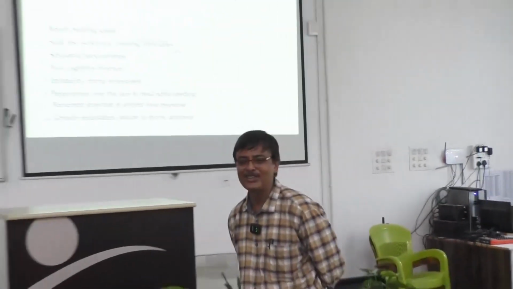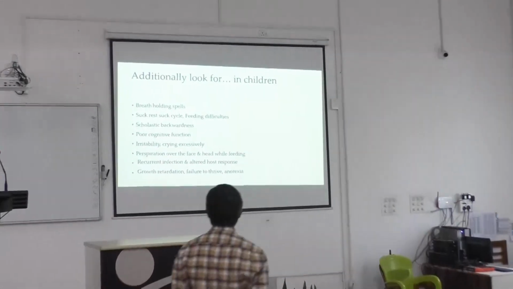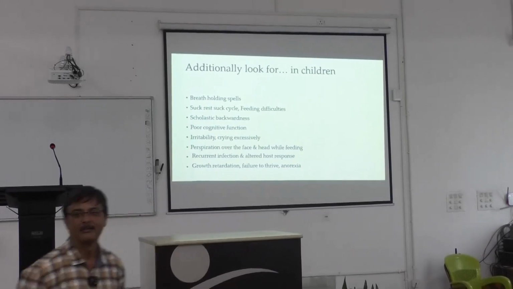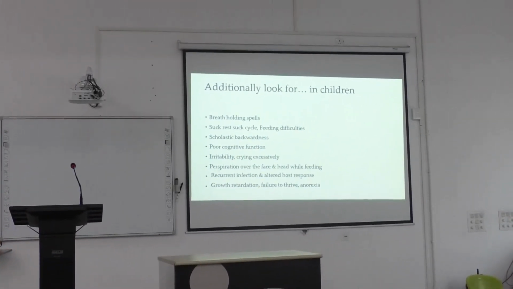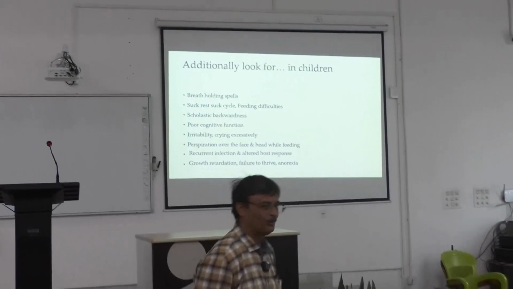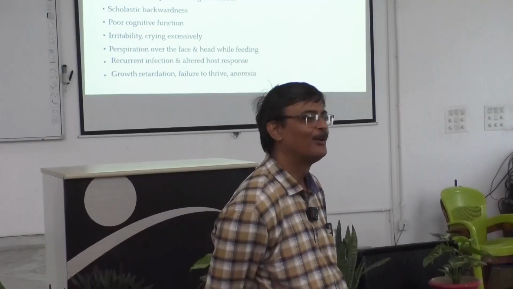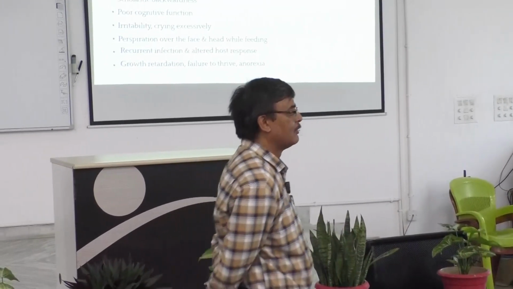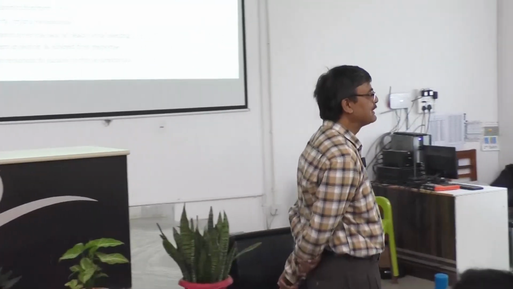Poor cognitive function, irritability, all these things I think you have understood, but I want an explanation. I have read physiology long back, no? Why is there perspiration over the head and forehead in anemia? So anemia is a hypermetabolic state.